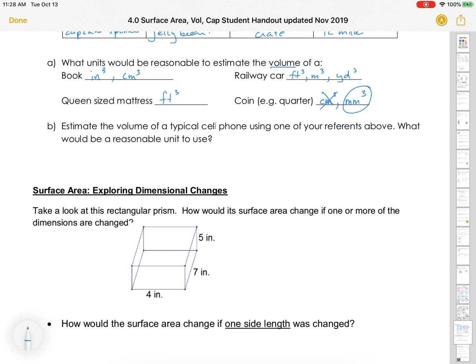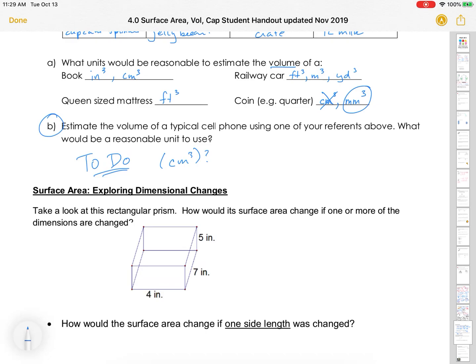Estimate the volume of a typical cell phone using one of your references. What would be a reasonable unit to use? So this is something for you to do. Write "to do," and you're going to estimate that volume using one of those items. Maybe a jelly bean or sugar cube, because I think it would probably be centimeters cubed.